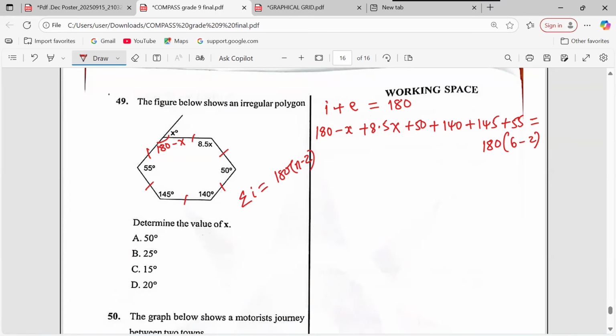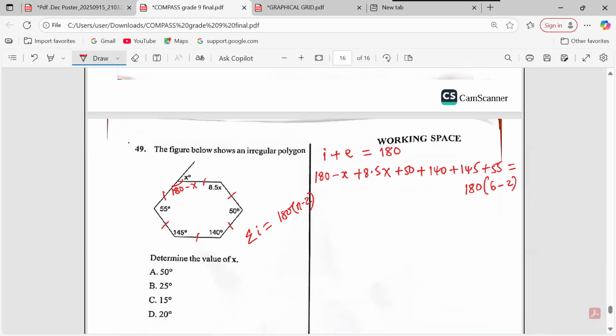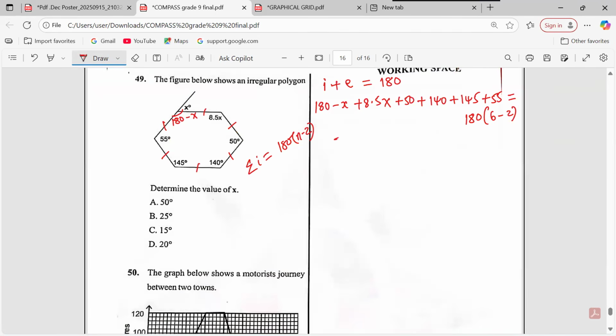So now we can group terms and start adding. When you start adding up, you'll be able to get 7.5x. I'm grouping terms, negative x and positive 8.5x, and I'll be getting 7.5x.